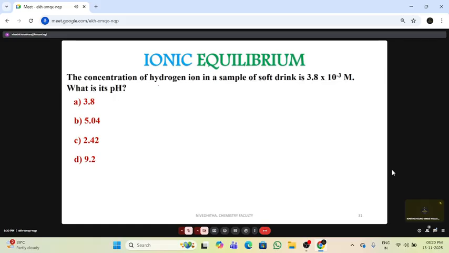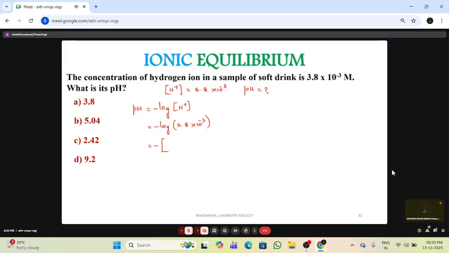So what is hydrogen ion concentration? Basically H+ ion concentration, which is given as 3.8 × 10^-3, and we have to calculate pH. And what is the formula? pH is equal to minus log of H+ ion concentration. So minus log of 3.8 × 10^-3. See, keep this minus sign as such.